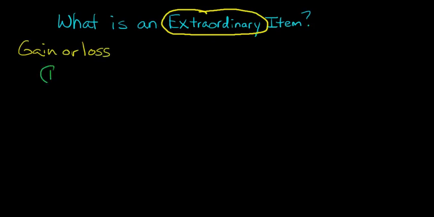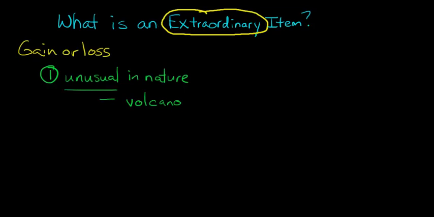So, first of all, it's unusual in nature. It's not something that you would normally think would be associated with your business's operations. For example, a volcano erupting and just wiping out one of your manufacturing plants. That's something unusual. That's not really related to your business. It's kind of this freak event that you really didn't see coming. So we can say that's unusual.